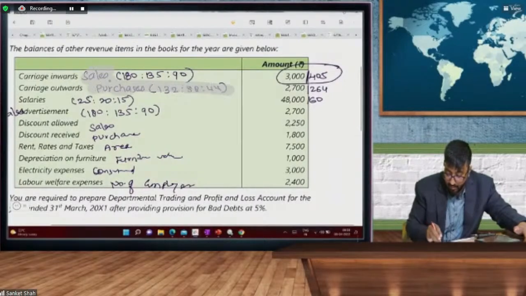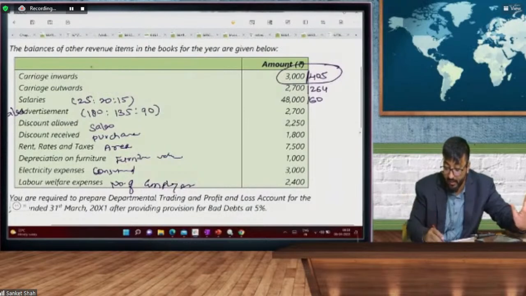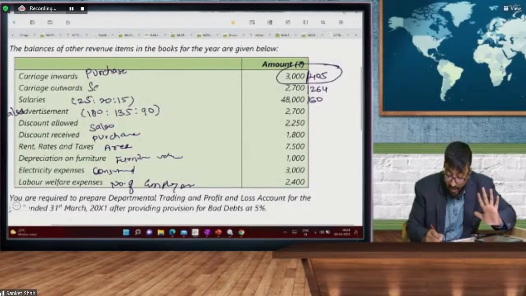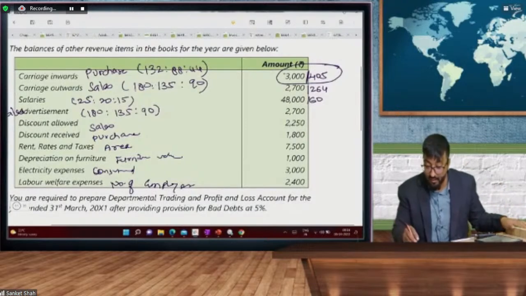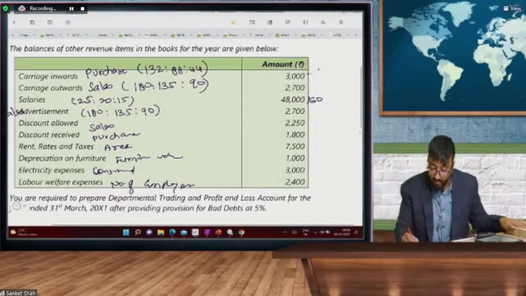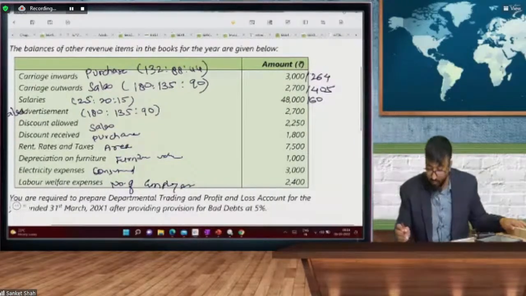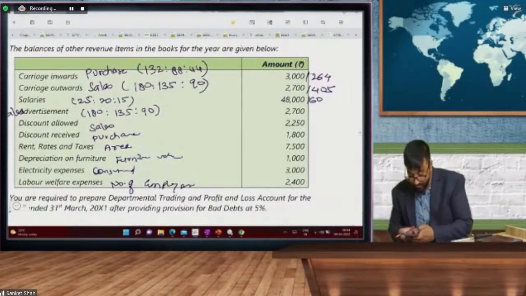Sorry, my mistake. Carriage inward is for purchase. Sorry, it happened in a hurry. It's my mistake. And carriage outward is sales. Carriage inward is 132 is to 88 is to 44. And for sales, carriage outward is in the sales ratio 180, 135, 90. Beta, my mistake is that, remember, carriage inward is divided by 264 and carriage outward is divided by 405. Yes, my mistake, beta.